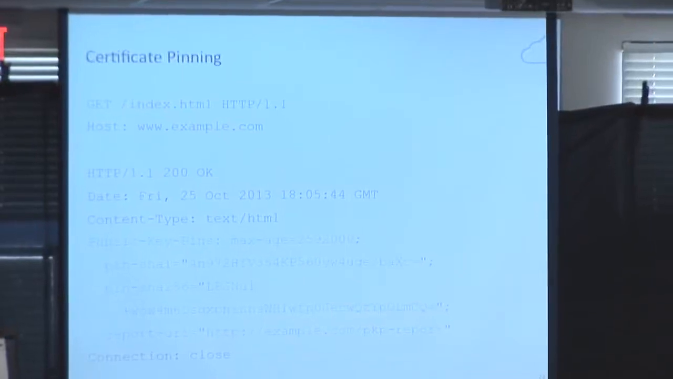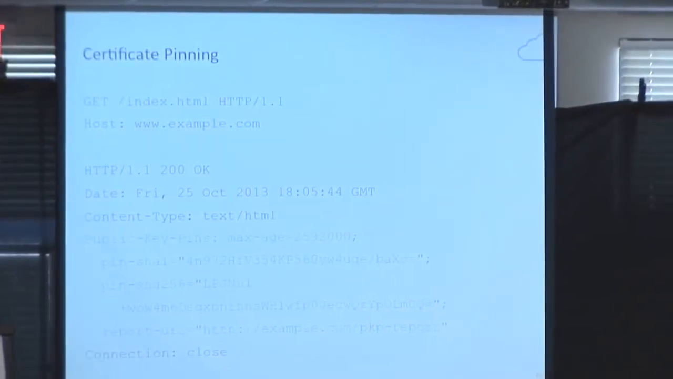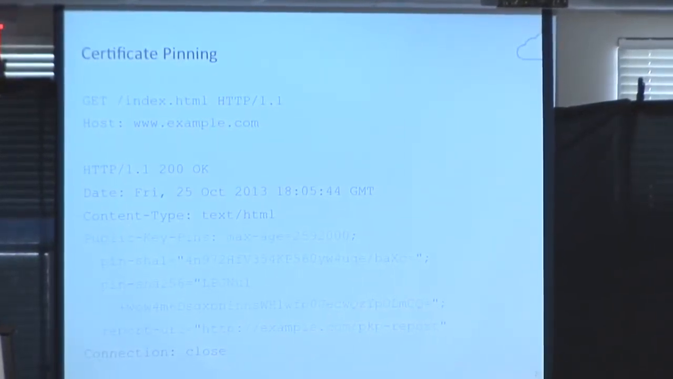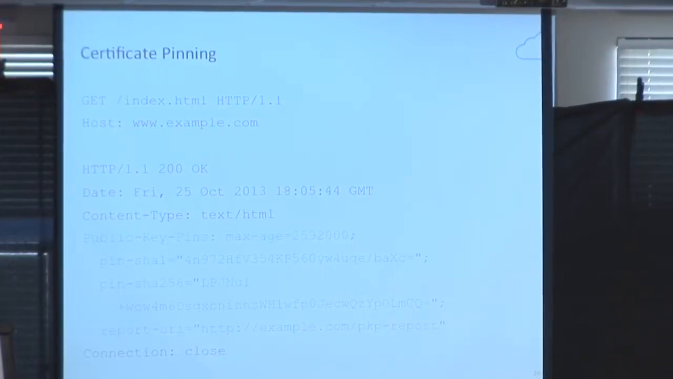So here's what the certificate pinning header looks like in action. You set that public key pins. There's a max age similar to the strict transport security, which is a TTL counting down how long this information should be stored. And then in this case, there's a couple of pins for 2 different public keys. And of course, the report URI where violations would be sent.